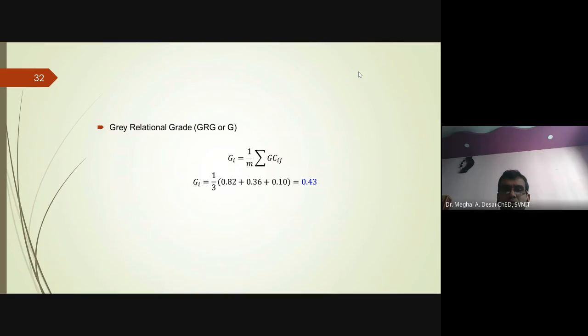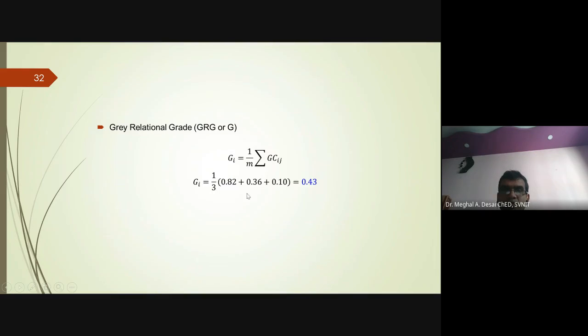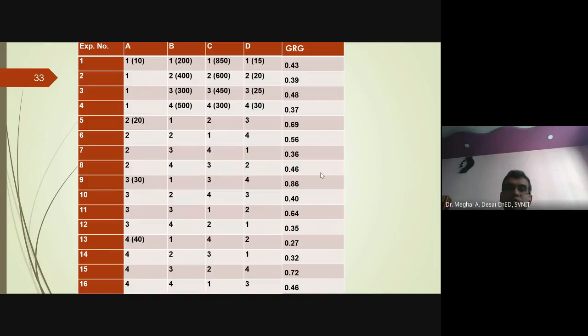Now it is simple GRG. So for the first experiment, we have found 3 values: 1 for essential oil, 1 for eugenol, and 1 for zone of inhibition. I am taking the average, so 1 by 3 and its summation. So this is my Gray relational grade. Now we have substituted the Gray relational grade.